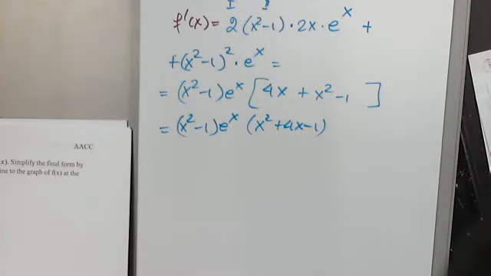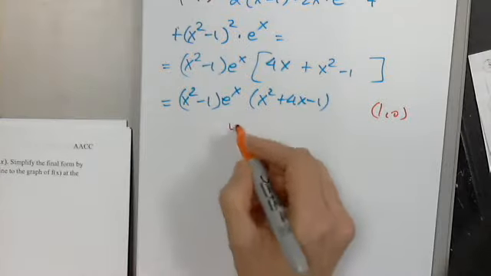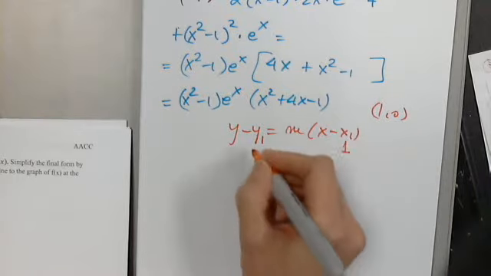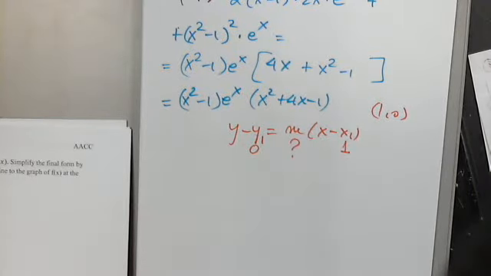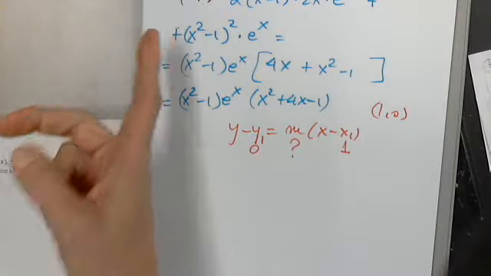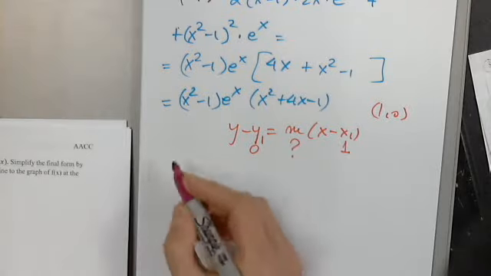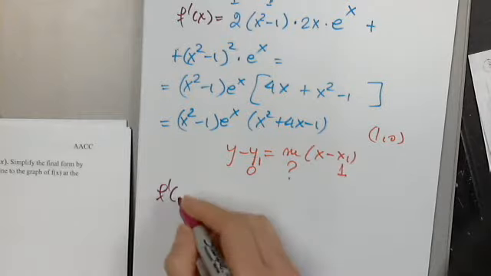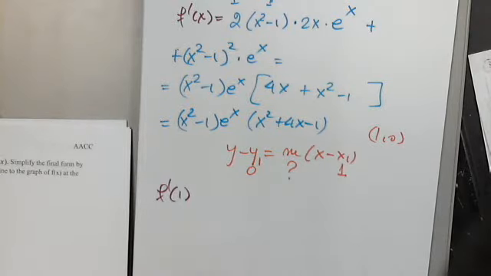Find the equation of the tangent line to the graph of f of x at the point 1, comma 0. So this is y minus y1 equals the slope times x minus x1, where x1 is 1 and y1 is 0. But I need to determine this. How do I get the slope? Plug in. In f prime, what do I plug in? Exactly. The derivative at 1.